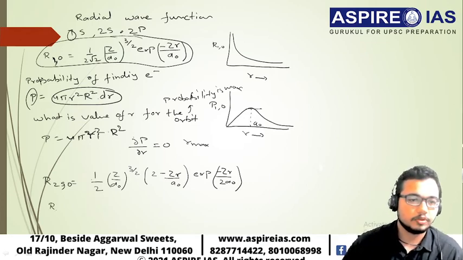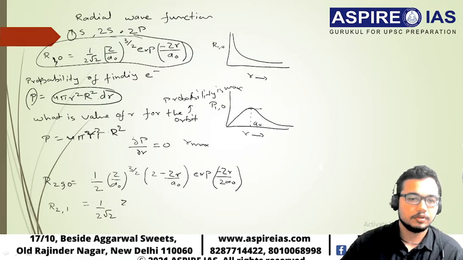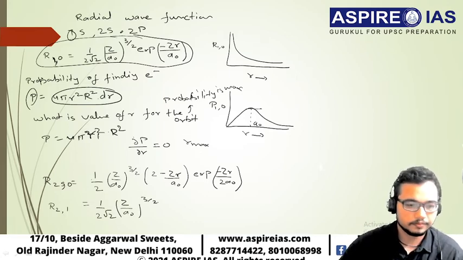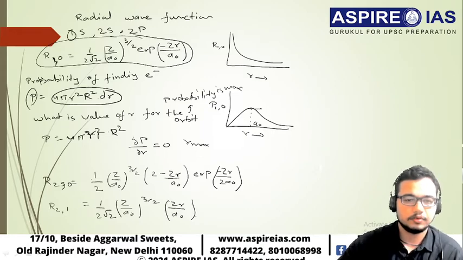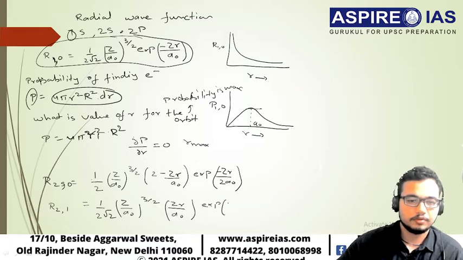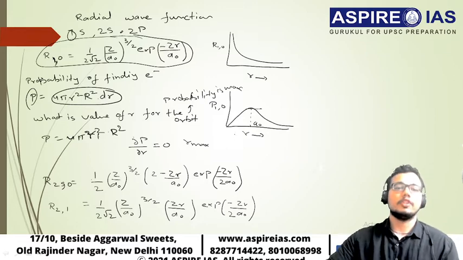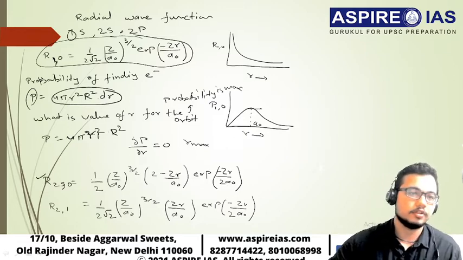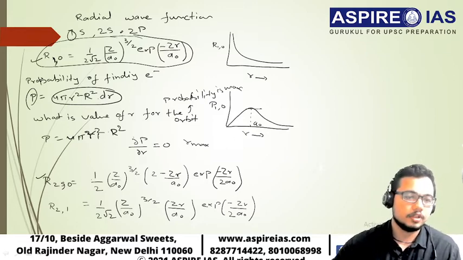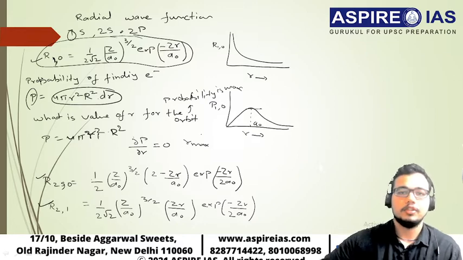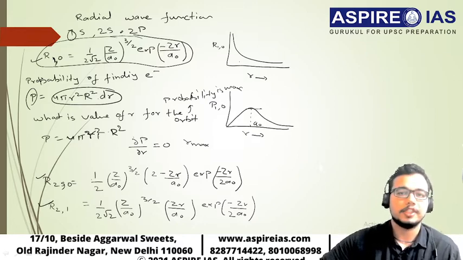For the 2p orbital, R21. Now for p, L is equal to 1. This will be equal to 1 by 2 root 2, Z by a naught raised to power 3 by 2, into Zr by a naught, exponential minus Zr by 2 a naught. So what you have to remember is these three equations, R1s, R2s and R2p, and their respective graphs.